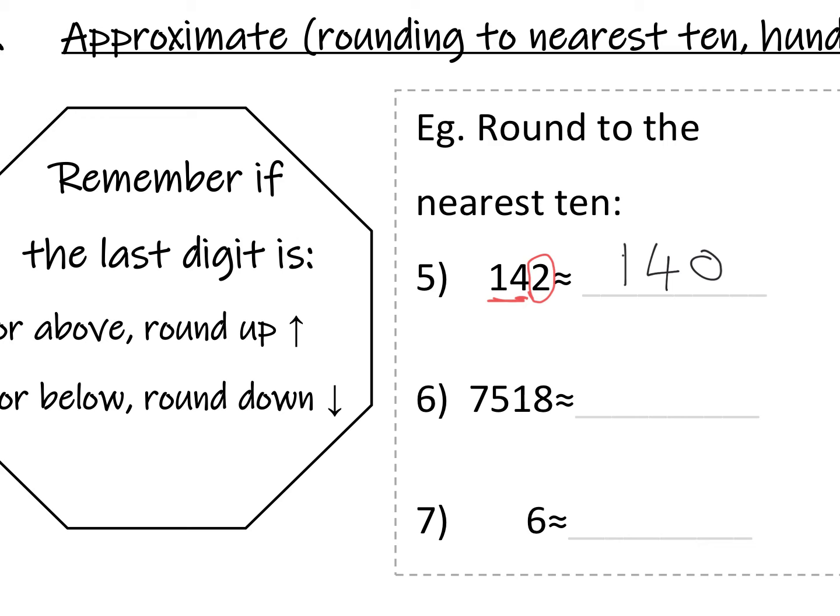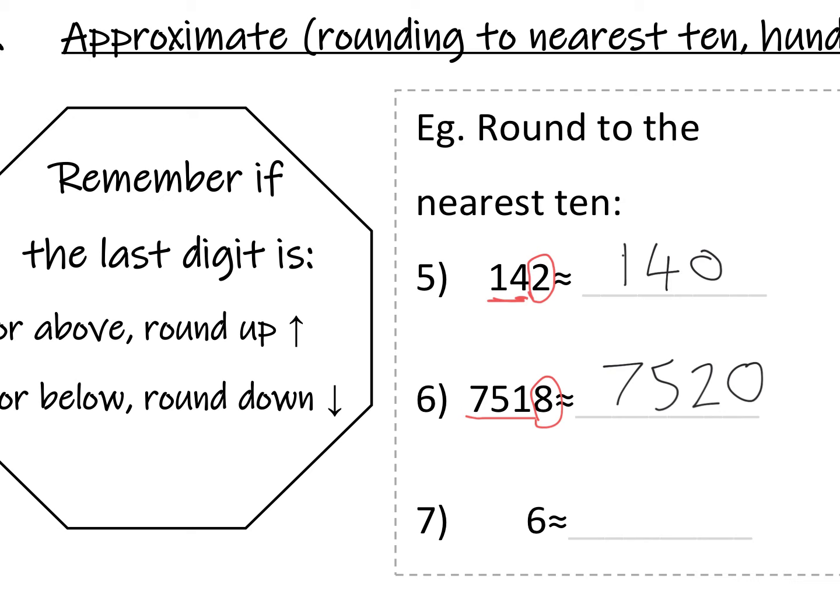In the second question, if we round to the nearest 10, we're rounding where the 1 is in the tens column, and we check the number after the 1, which is an 8, which tells us to round up. So the 1 then becomes a 2, and we need to change the 8 to be a 0.